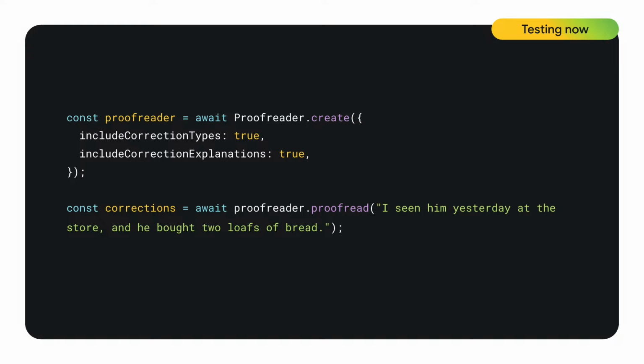So this API can label errors in inputted text, explain it to the user, and then offer corrections as well.